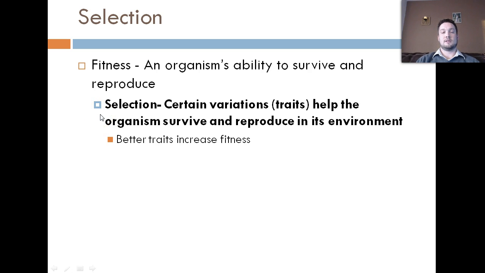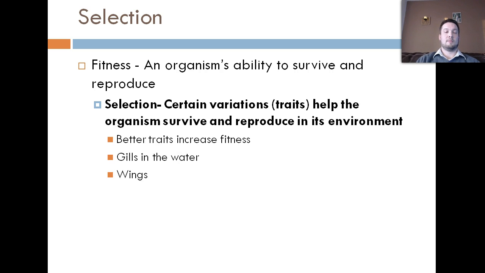So selection is when certain organisms are "chosen." I put that in quotes because nobody's doing the choosing, but certain organisms are able to survive and reproduce better than others, and those would be the organisms with a higher fitness. Okay, so that is selection. This idea that some organisms are going to be able to move on. They're going to be able to survive and reproduce in the environment. Better traits are going to increase your fitness. So, like I said, if you're in the ocean, maybe gills. Those are going to be really helpful, so they're going to increase your fitness.